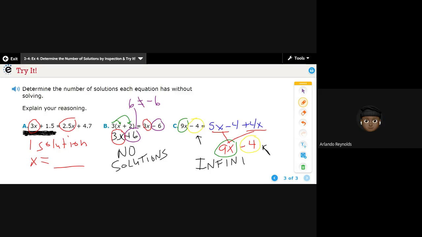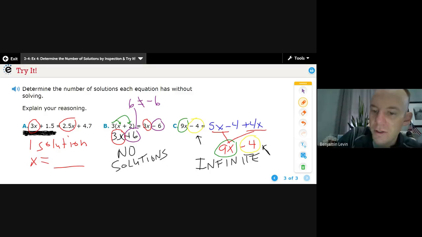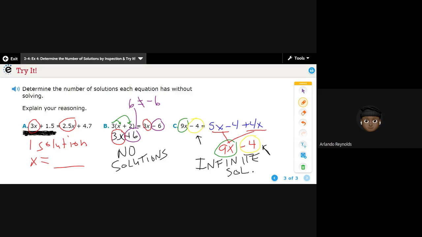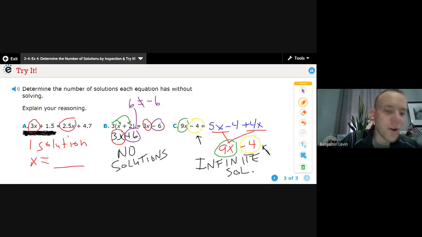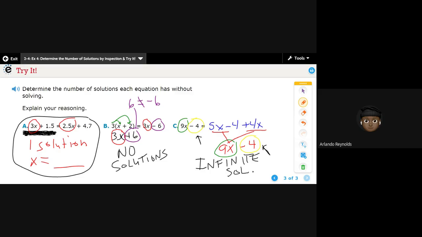So we have infinite solutions, right? And if we wanted to go through and solve these, we could, but it was just asking us to determine. A lot of times if you see these on tests, you can determine right away whether or not you're going to be able to solve it.